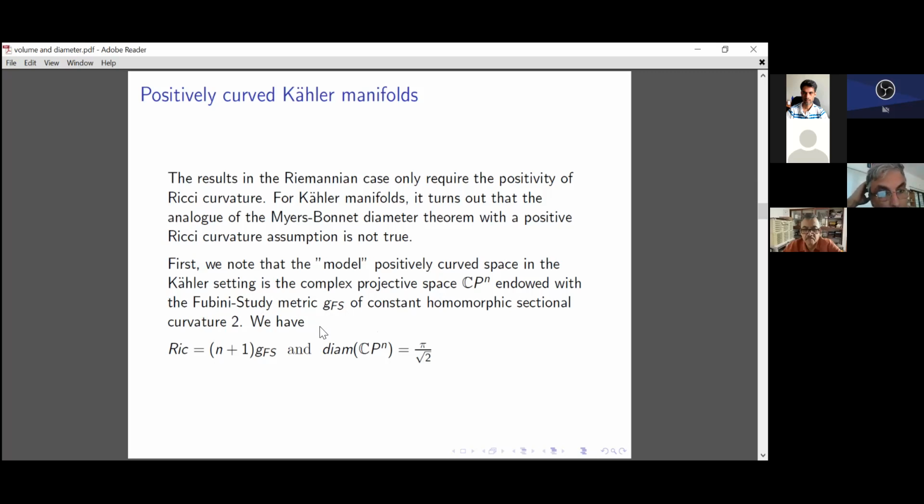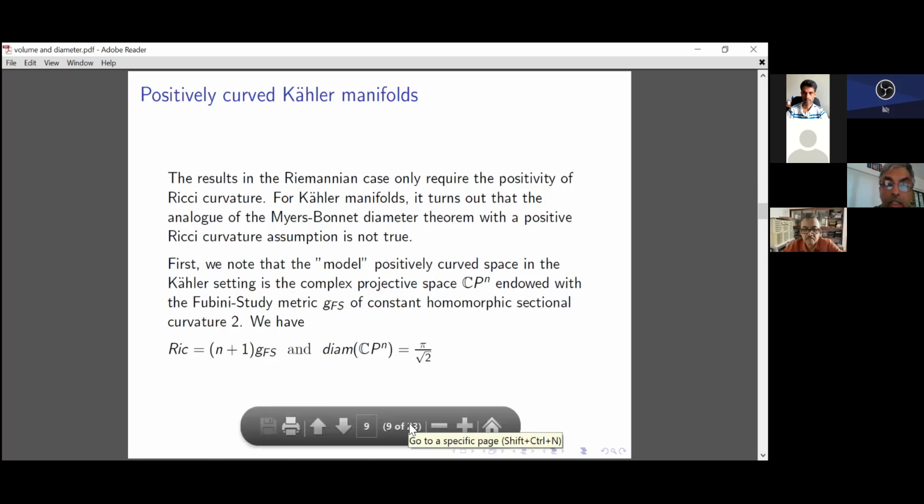Why this is regarded as the model space can be seen in many ways. One way is that, after all, why do we regard the sphere as the model case? One reason is that any Riemannian manifold with constant positive sectional curvature has to be locally isometric to the sphere. Likewise, here, any Kähler manifold with constant holomorphic sectional curvature, in other words, the sectional curvature of two-dimensional subspaces which are invariant under the almost complex structure J.